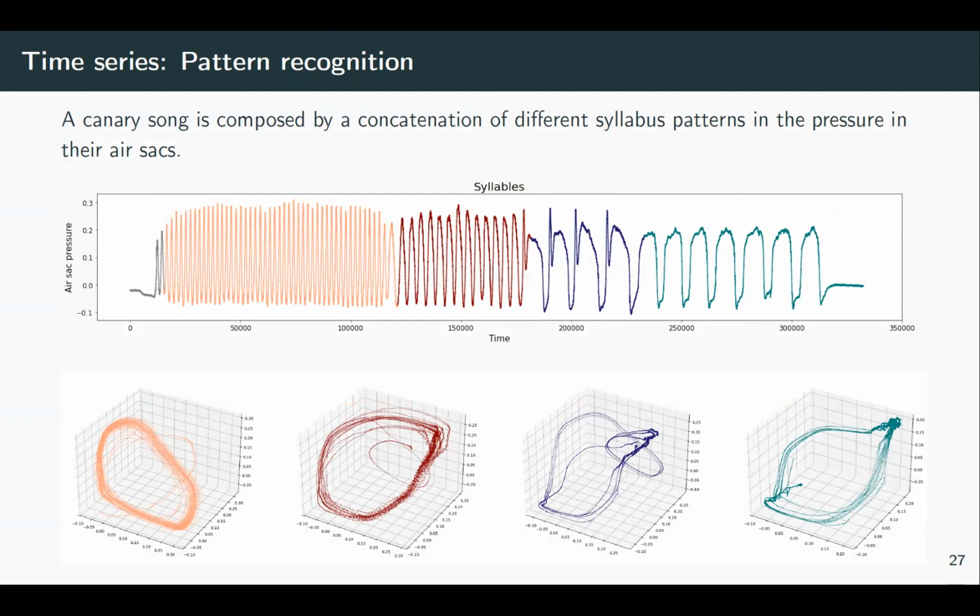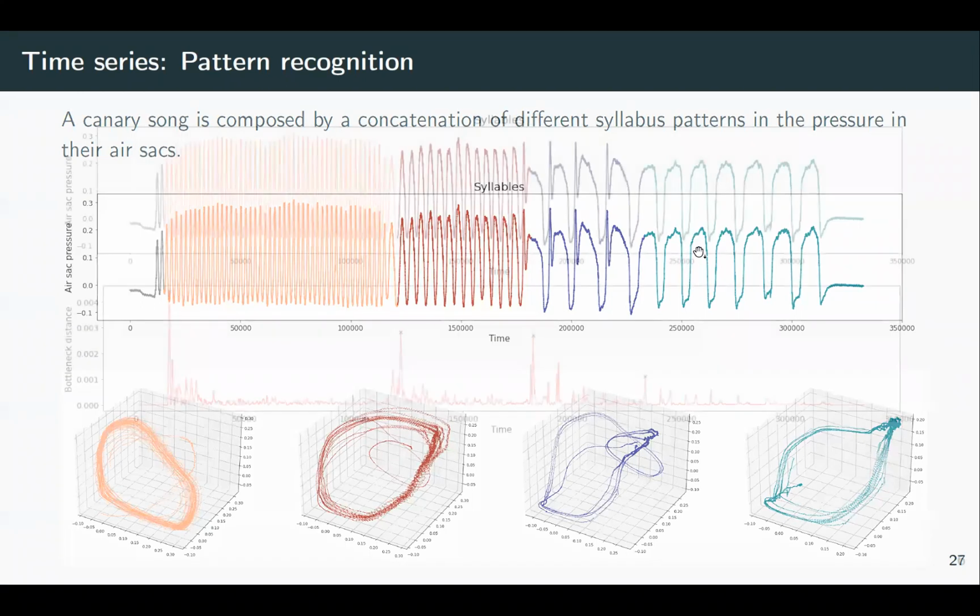And moreover, you can see that each pattern is embedded as a new cycle in the delay embedding. So what's happening is that in a song, a canary has different patterns at different syllables, and we could detect change of patterns and also the different syllables using persistent homology. These 4 patterns are the 4 generators of the first homology group of this diagram.